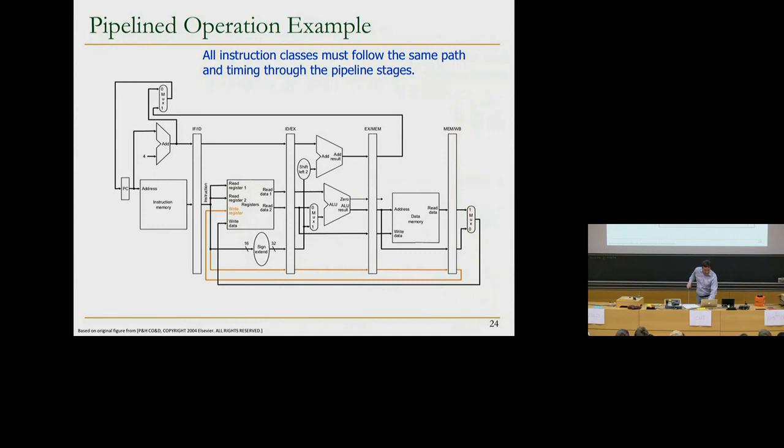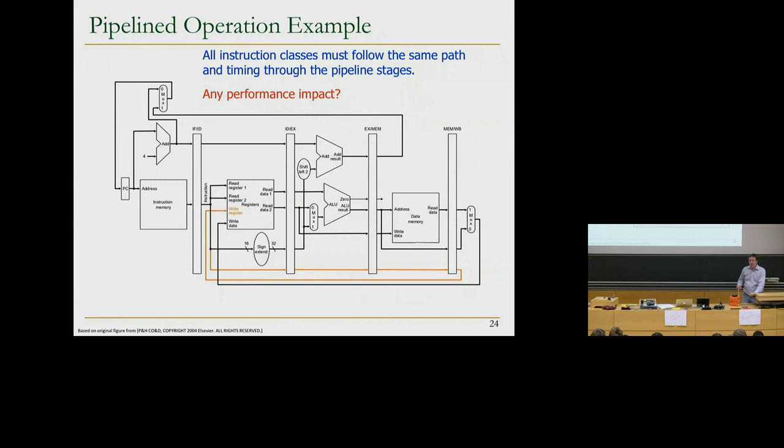Does this have any performance impact when every instruction has to go through everywhere? Yes, we will have to go through the entire pipeline. For example, just assume that not everything needs the memory stage, but you still have to wait for that stage, although you are not doing anything there, it's just somehow there. So this is one of the issues.